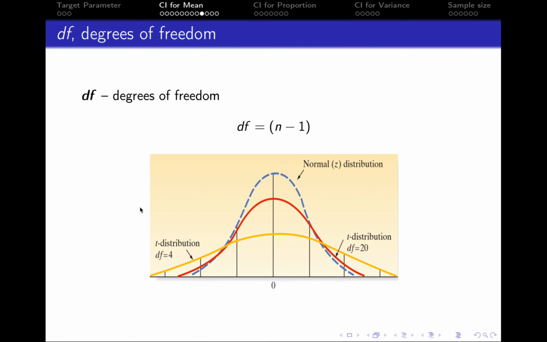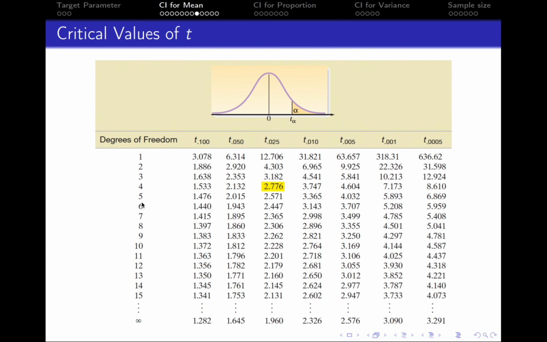So if we go back to our table with the critical values, we see that we've got 5 degrees of freedom, 6 minus 1, and the significance level is 5 divided by 2, so 2.5. So we move to the right and we get that the critical value is 2.571.